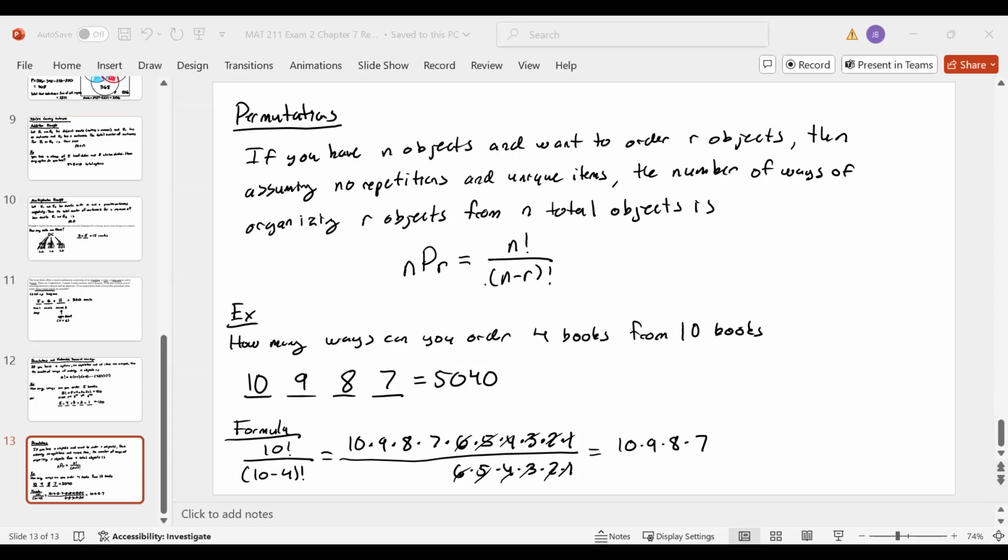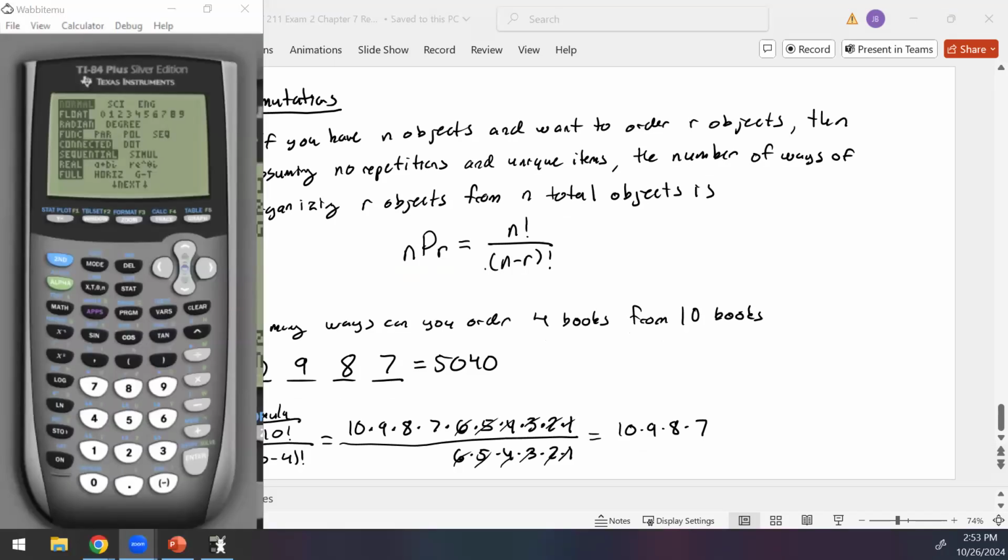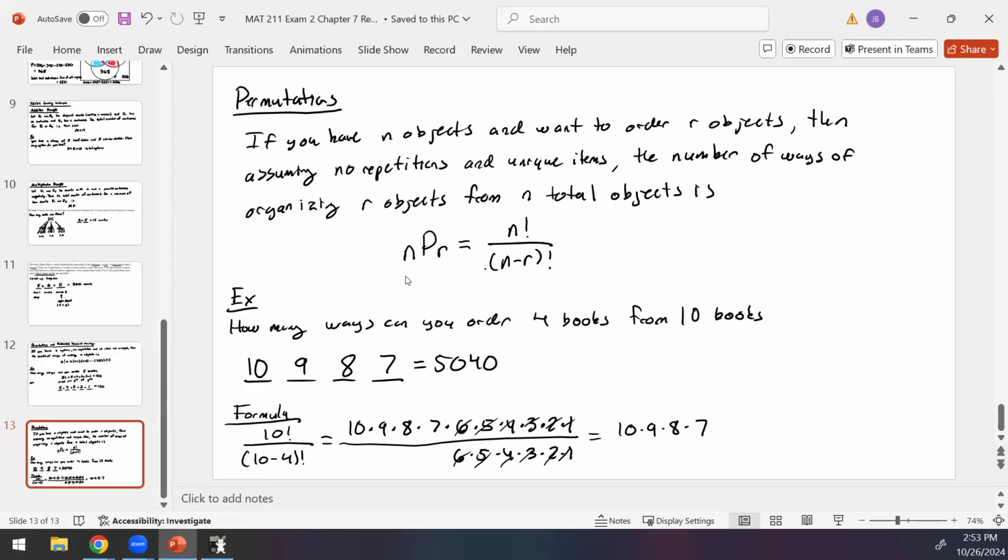So let me grab my calculator. So here's my calculator. You're going to do second quit. If you have a newer calculator, you should do this no matter what anyways. So the first number, n, is your total.